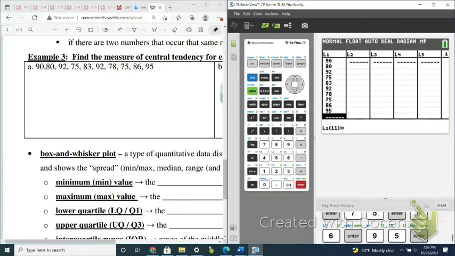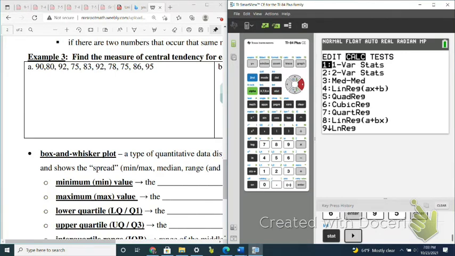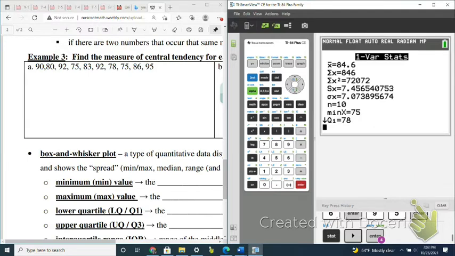Once I have all 10 numbers in my list, we are going to go back to stat. This time we're going to arrow over to calc, and you're going to hit enter on one variable statistics. You're going to hit enter all the way down to calculate, and it gives you everything you need. This right here is your mean. If you arrow down, we have our median. The only thing it does not give you is your mode.